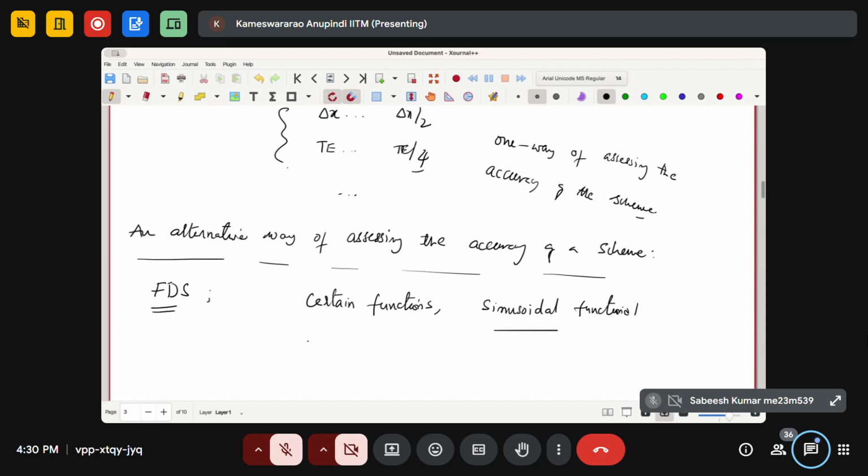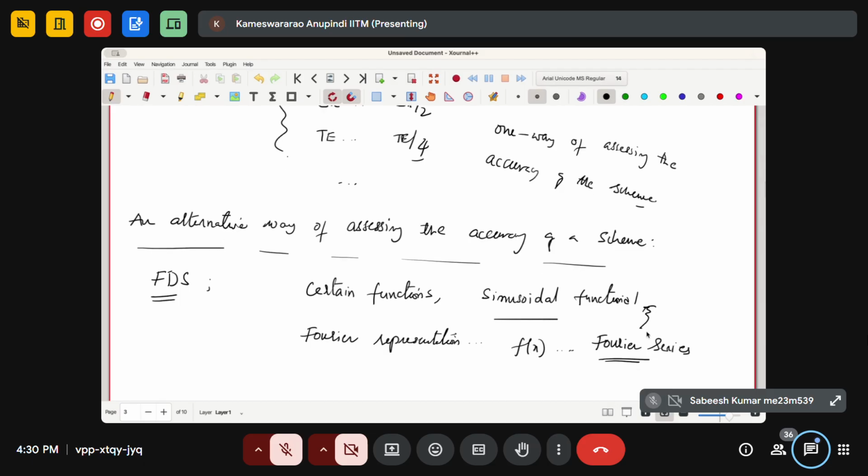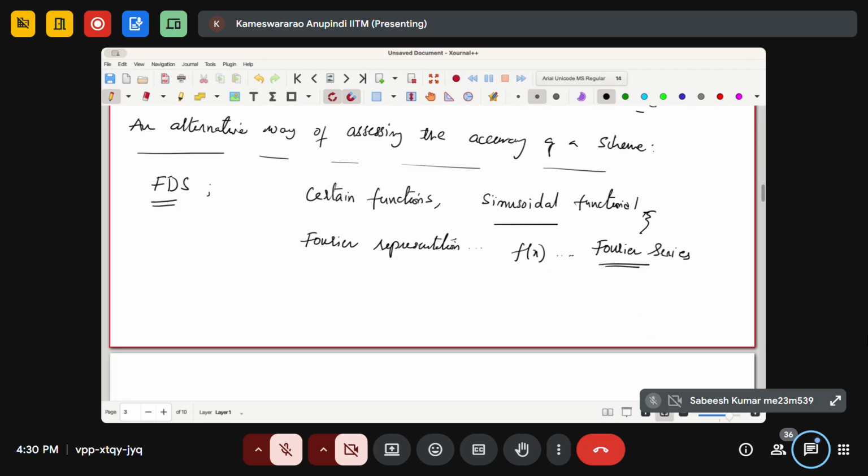Now, why are we looking at only sinusoidal functions? Because essentially, in Fourier representation, any function f of x can be expressed in terms of a Fourier series, or using Fourier notations. Fourier functions make use of the sinusoidal functions, right? So as a result, looking at sinusoidal functions will help us in applying it to any function that we are given. If I am going to apply this particular finite difference scheme to a particular f of x, how is it going to behave, and how accurate will it be? So that's what we're going to look at.